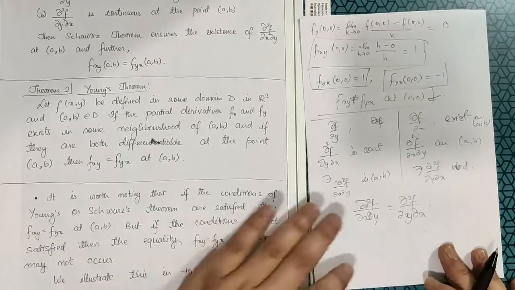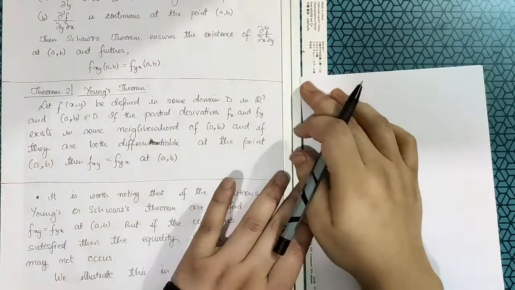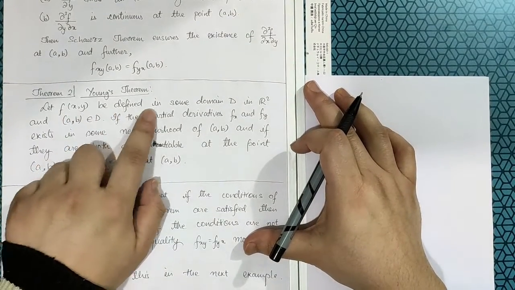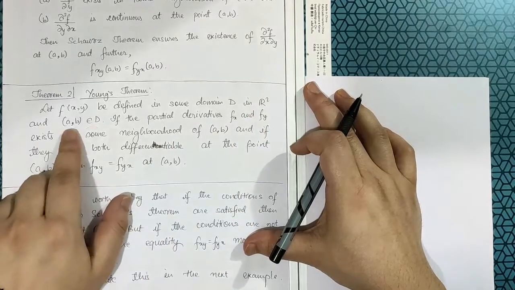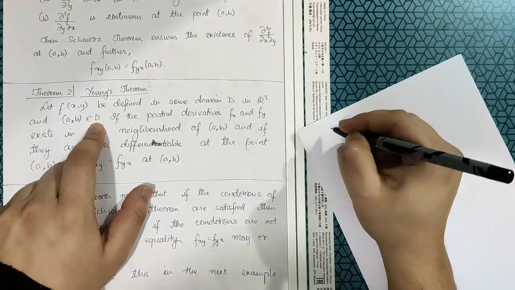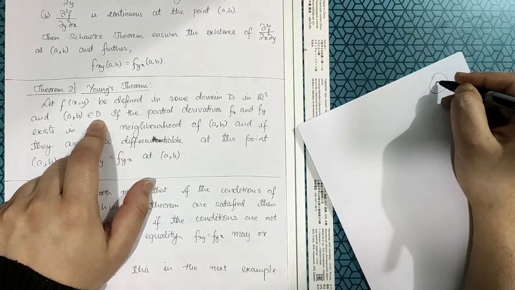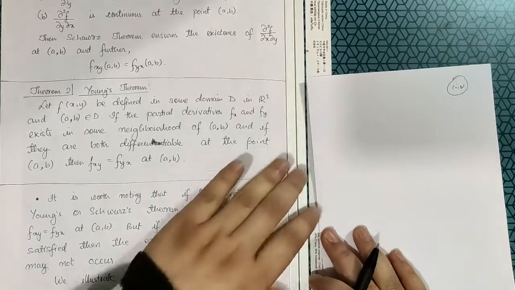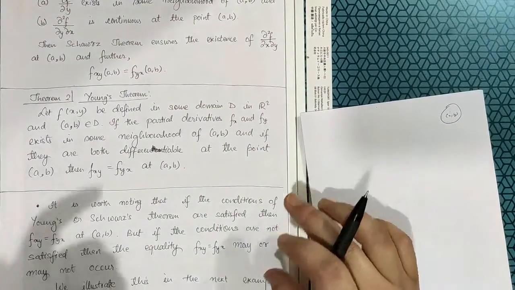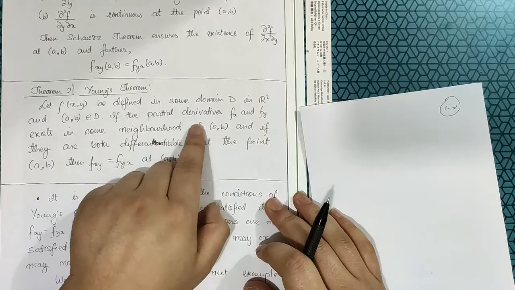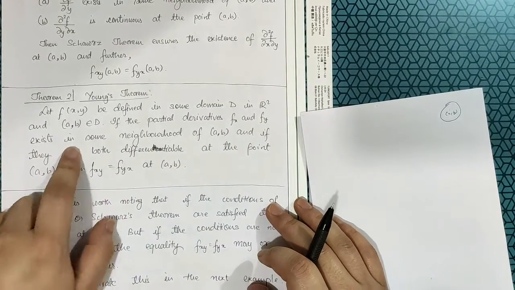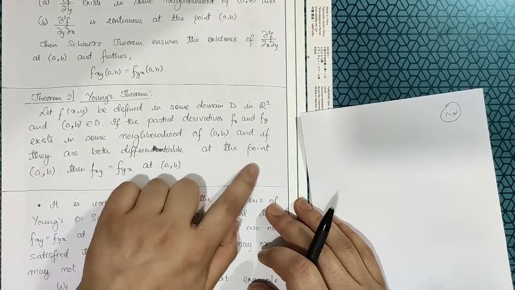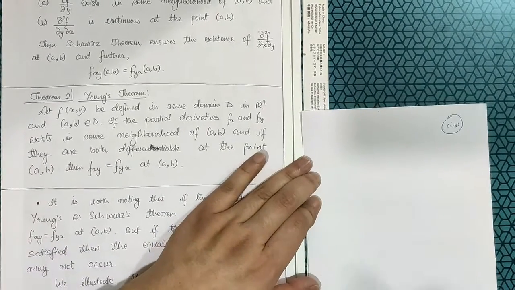So now we do Young's theorem. Let us understand what Young's theorem says. Let f(x,y) be defined in some domain D in R2 and (a,b) belong to D. So there is a domain D in R2 and a point (a,b) in D. Let us read first what it says: if the partial derivatives f_x and f_y exist in some neighborhood of (a,b) and if they are both differentiable at the point (a,b), then f_xy and f_yx are equal.